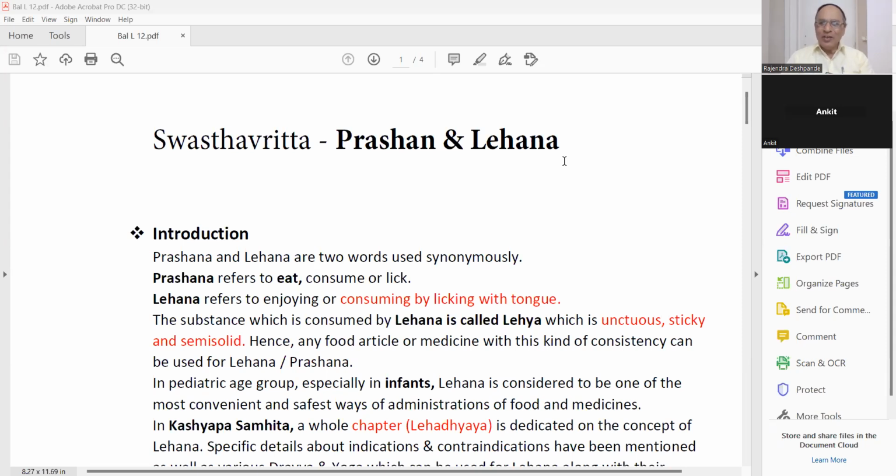Today's lecture is on the subject of Kaumarbhrityatantra, that is Balaroga, Ayurvedic pediatrics. So this lecture is very useful for the BAMS students who have this particular Kaumarbhrityatantra or Balaroga subject in the third year BAMS. Okay.